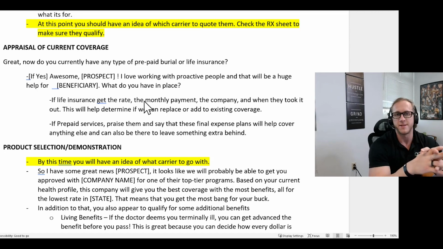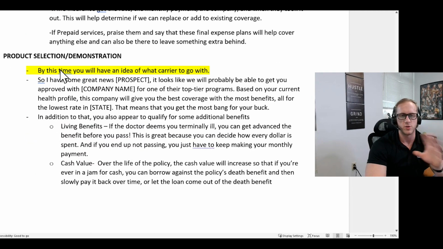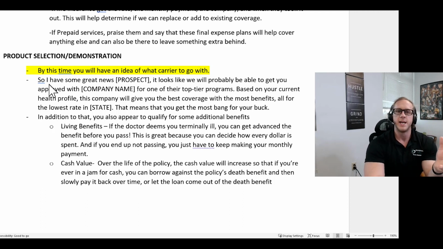Or maybe they have a term policy, and they didn't think it was a term. They're like, oh my gosh. So policy reviews, I've gotten so many sales doing policy reviews, it's huge, okay? Now, after you do that, we've done the greeting, the fact finding, we've appraised their current policy. We have an idea what they qualify for. At this time, you should have an idea of what carrier you're going to go with, and you want to present the program.